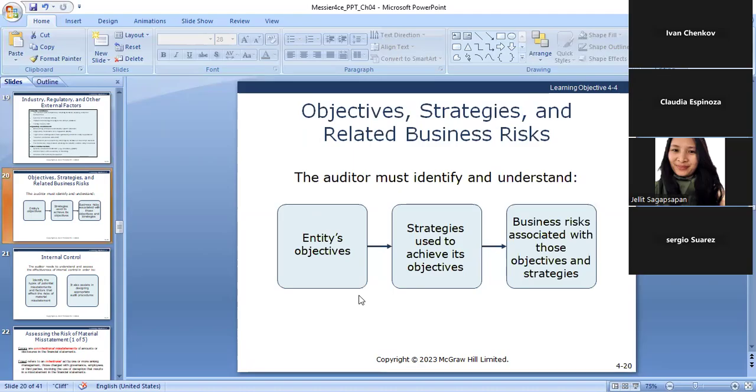Now we have to check the objectives, strategies and the related business risk. That's where auditors are going to check the managerial accounting. How that's going to happen, I have no idea. Auditors usually don't understand anything about managerial accounting, but since you're coming from advanced managerial, how did the advanced managerial accounting course go?